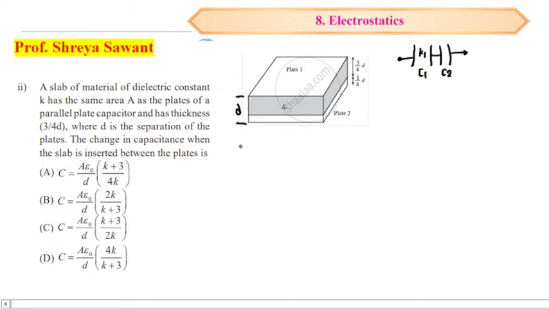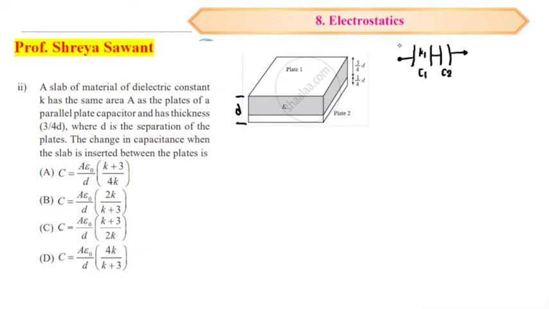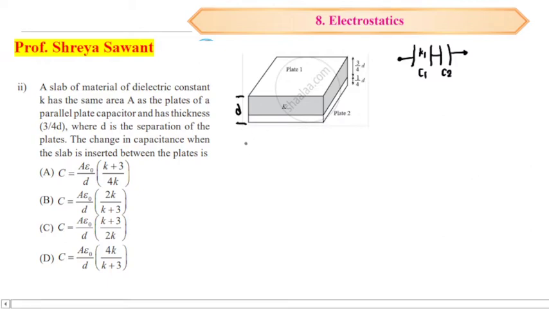First, let us find the value of C1. What is the value of C1? C1 is equal to, what is the formula of a capacitor? A epsilon 0 upon D. The area is common, so A epsilon 0, and the dielectric medium is K, and the thickness is 3 by 4 D. So the 4 goes to the numerator, and it becomes 4 A epsilon 0 K divided by 3D.